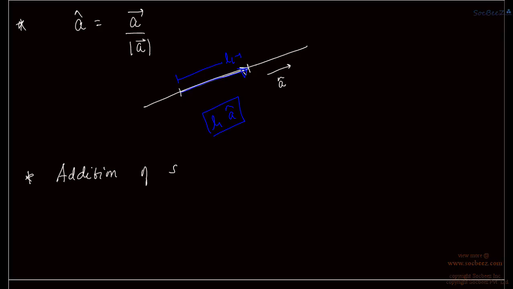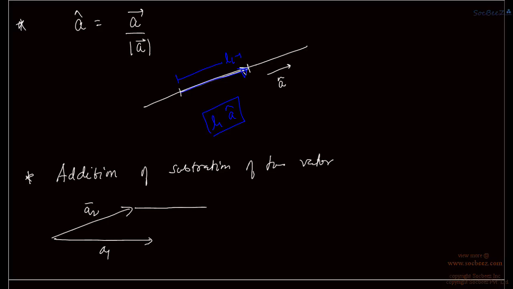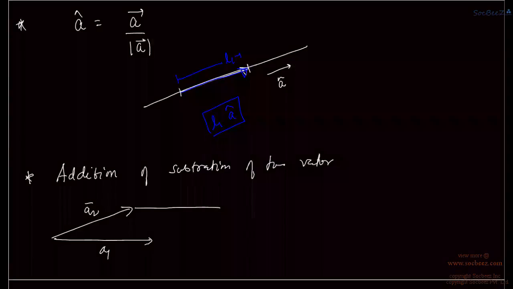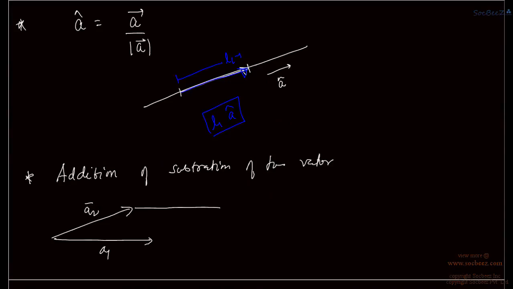Addition and subtraction of two vectors. Let us look at the formula and the parallelogram law of addition, which you all know. Say this is vector A1, this is vector A2. The parallelogram law of addition tells us that if the A1 vector is like this and the A2 vector is like this, then the sum A1 plus A2 will be here. That means the diagonal of this parallelogram will be the sum of these two vectors.